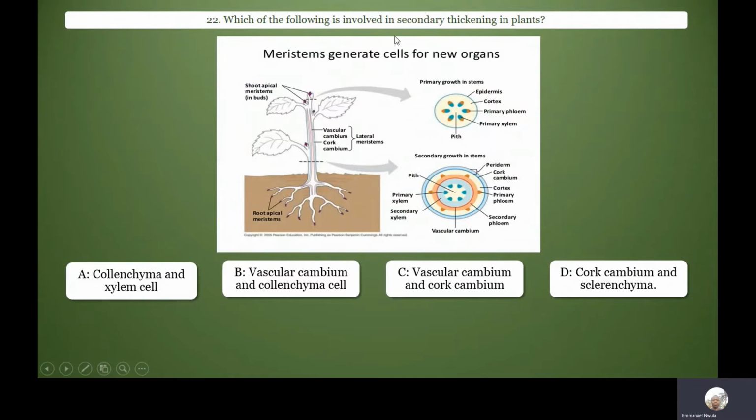Which of the following is involved in secondary thickening in plants? For plants to grow in width, horizontally, the vascular cambium and the cork cambium have to multiply. The cells there have to grow. So the correct option here is C, vascular cambium and cork cambium. They are involved in the secondary growth in plants.